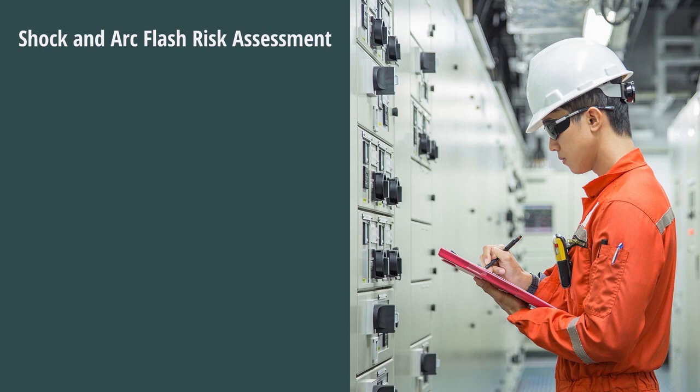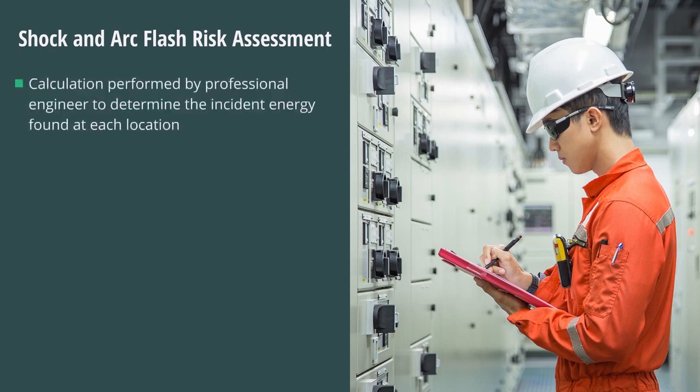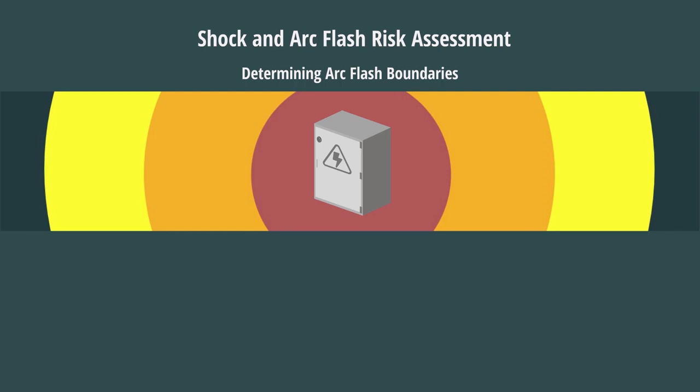NFPA 70E contains the requirements to perform a shock and arc flash hazard assessment, which involves a calculation performed by a professional engineer to determine the incident energy found at each location. This risk assessment determines the various arc flash boundaries, as well as the PPE that must be used when approaching each boundary. When determining what the arc flash boundaries are, the assessment will include the following items.